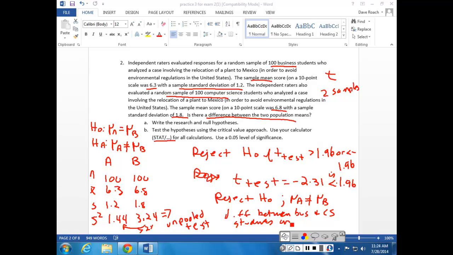On the scores for the case. This actually is a case that I've had students analyze. I made up these results just for the sake of a problem. The score was based on an ethics case. So it looked like in this case, business students were less ethical. That may not be true, I just made this up. At least the results.